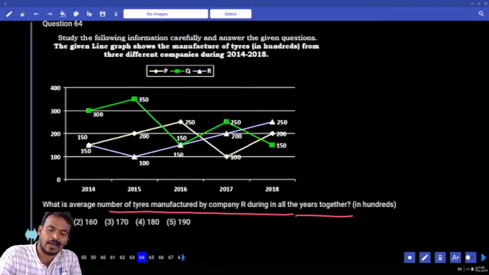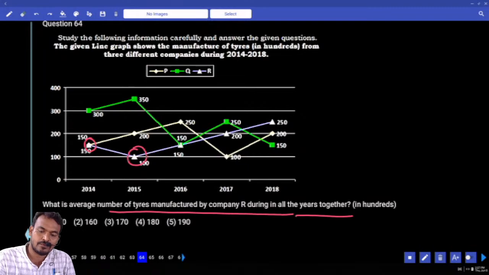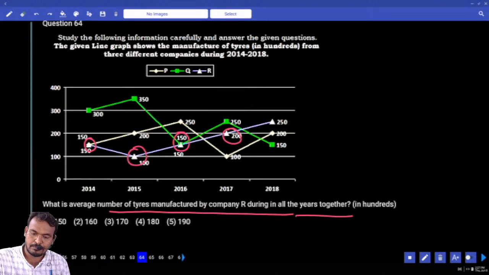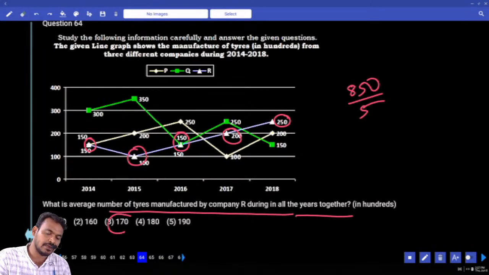What is the first year R value? 150. Second year 100. Total is 250 or not? 250 plus 150 is 400. 400 plus 200 is 600, plus 250 is 850. Sum is 850. Average 170 or not?